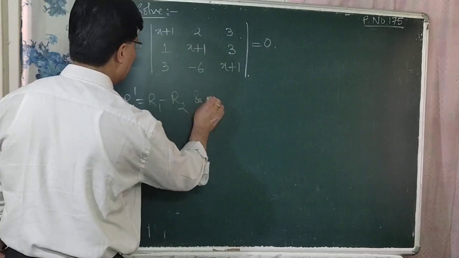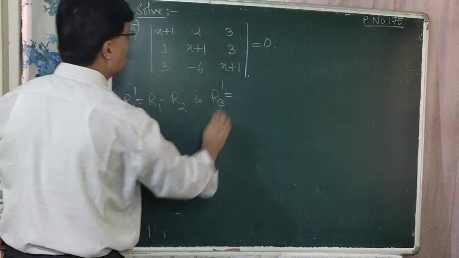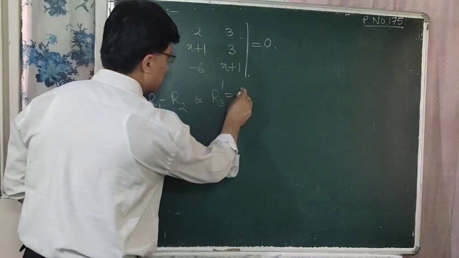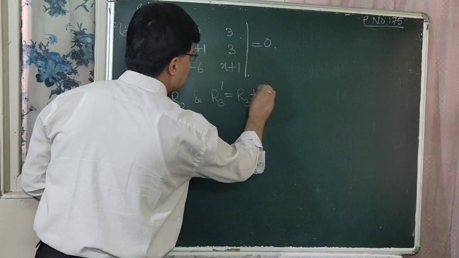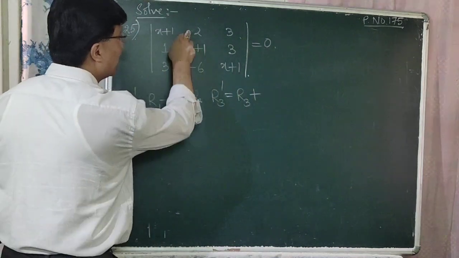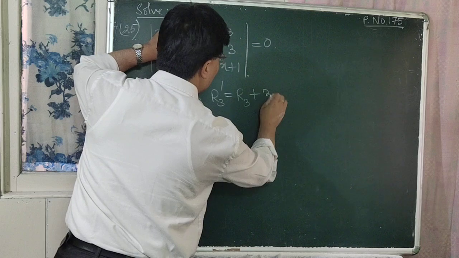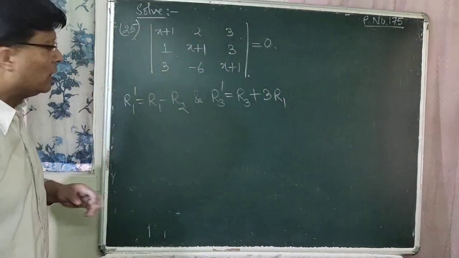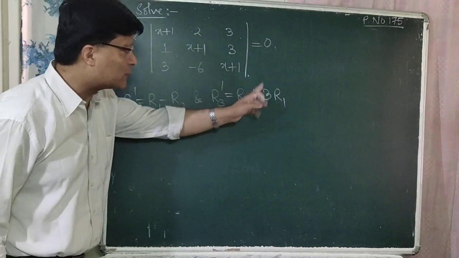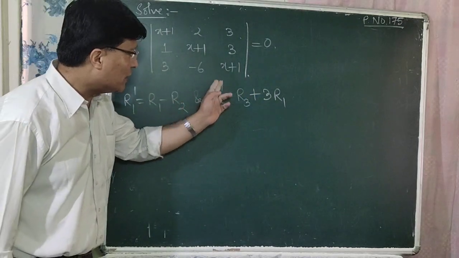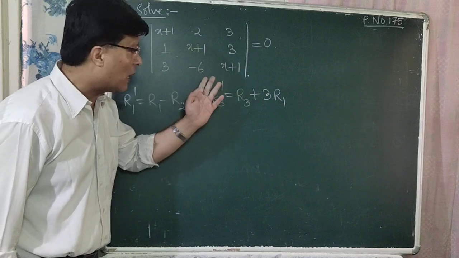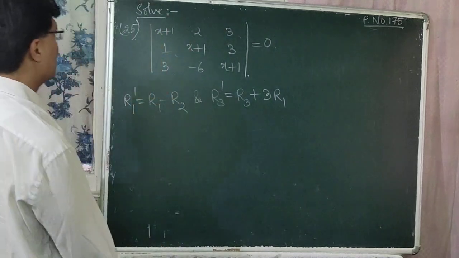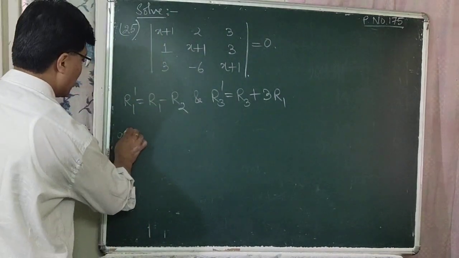अर्को चाहिँ के use गर्ने हेरौँ. r3 dash भनेपछि row 3 is changing. Row 3 कसरी चेन्ज हुँदैछ? r3 dash भनेपछि हामी r3 नै लेख्नु पर्यो, प्लस लेख्नु किनभने -6 छ नि, त प्लस यसलाई कति मल्टिप्लाई गर्नु? 3 ले, 3 into row 1. If you do r3 dash is equal to r3 plus 3 r1, that means row 3 is changing, this is new row 3. How does it change? r3 plus 3 r1, right?